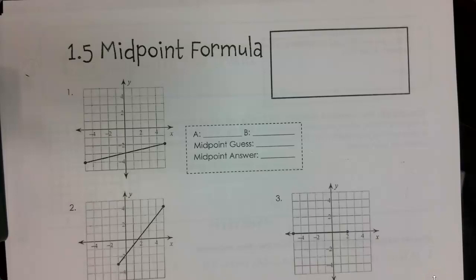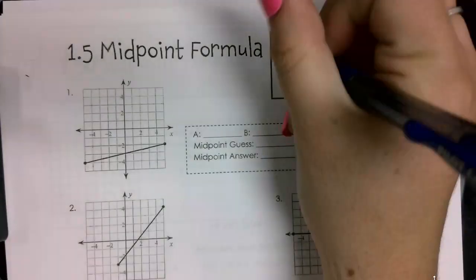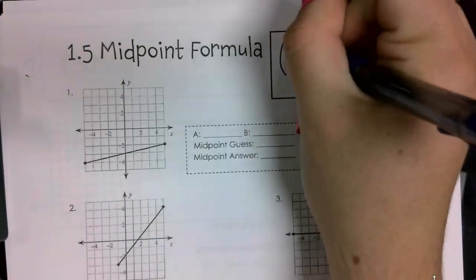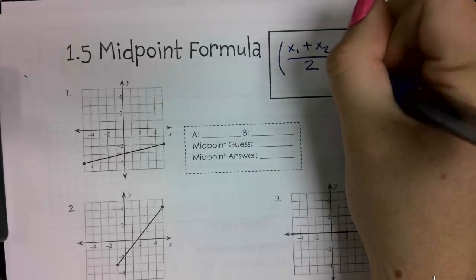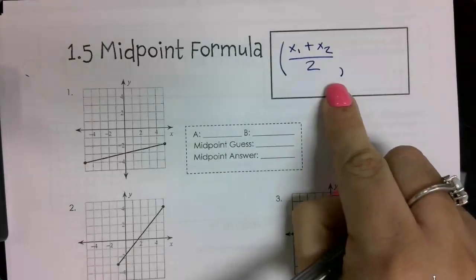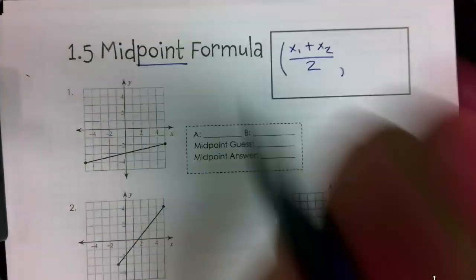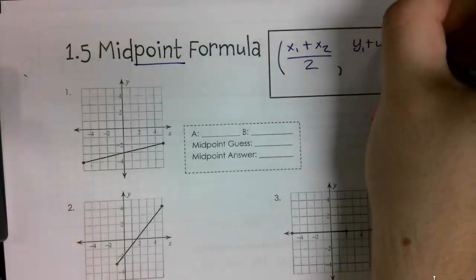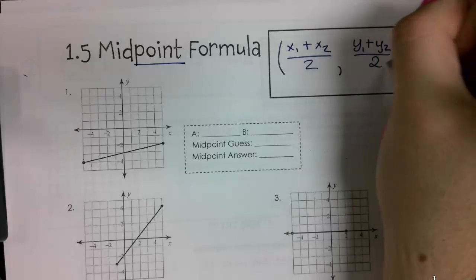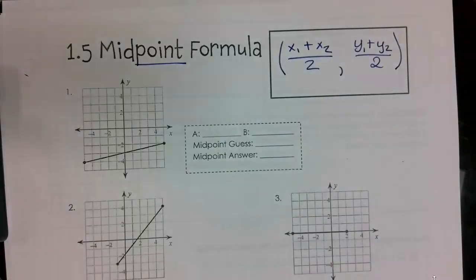Today we're working on the midpoint formula. The formula for this is going to be x sub 1 plus x sub 2 divided by 2. And then this is a comma because it's a coordinate point. Keyword is midpoint. And then I'm going to have y sub 1 plus y sub 2 divided by 2 for my y value of my coordinate point.